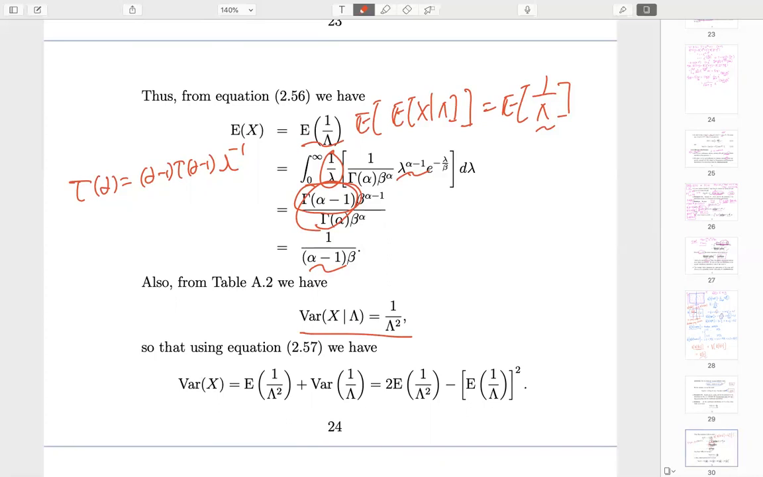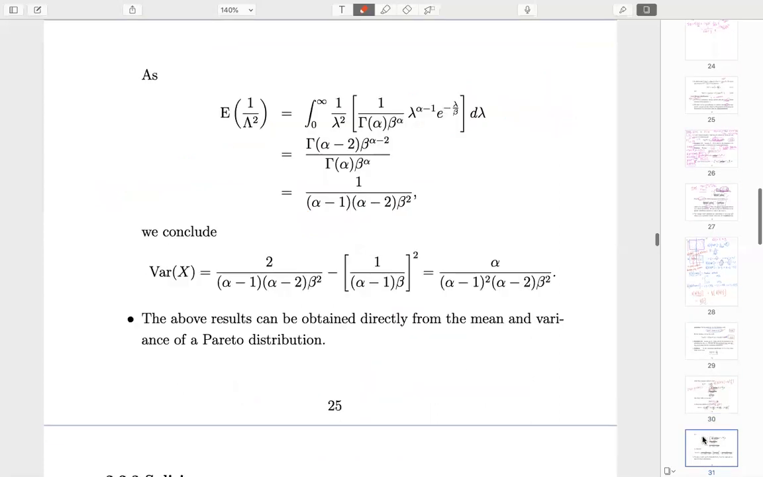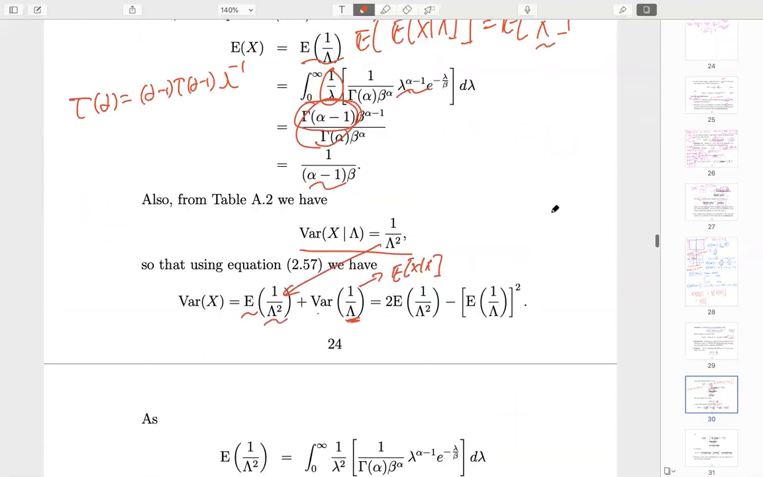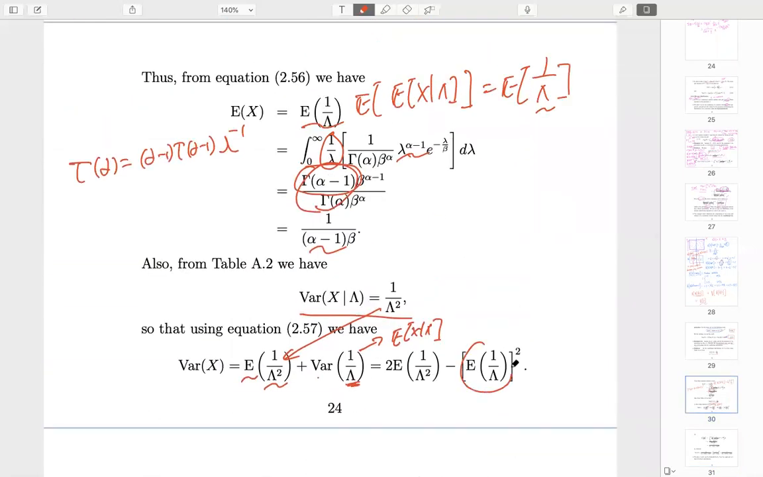This is the variance of exponential distribution. According to our formula, unconditional variance equals the expected value of conditional variance plus the variance of conditional mean. This is conditional variance. This is conditional mean. Okay, so now we need to calculate those two quantities. In order to do that, one part we already know. This part we already know, right? From this.